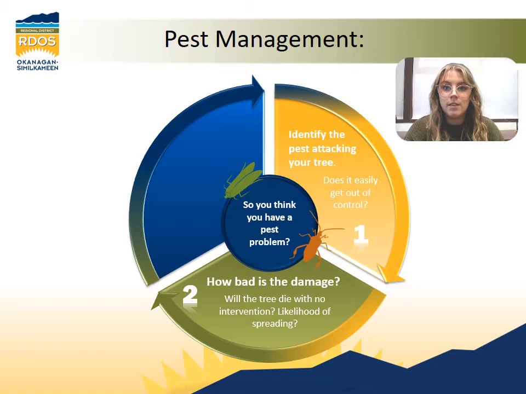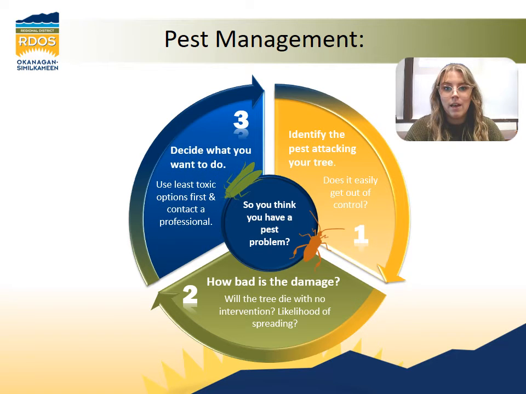Thirdly, you must determine what your plan of action is. If you decide that intervention is necessary, always use the least toxic control method possible. Using chemical intervention is typically not necessary for residential plantings and can sometimes do more harm than good by removing the beneficial insects that are keeping the pest in check. And always consult professionals if you're unsure about what to do.